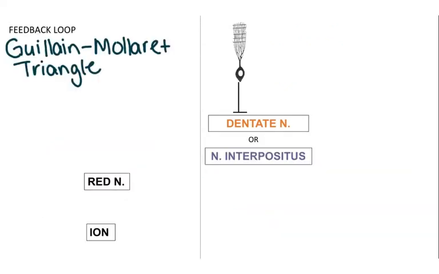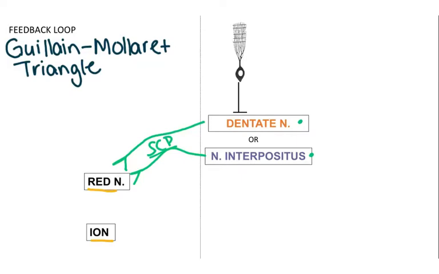So now I'm just going to talk about the cerebellar feedback loop, which is how output from the cerebellum is relayed back to the cerebellum via two relay nuclei, which are the red nucleus and the inferior olivary nucleus. So the dentate nucleus from the lateral zone and the nucleus interpositus from the paravermal zone both project to the red nucleus via the superior cerebellar peduncle.